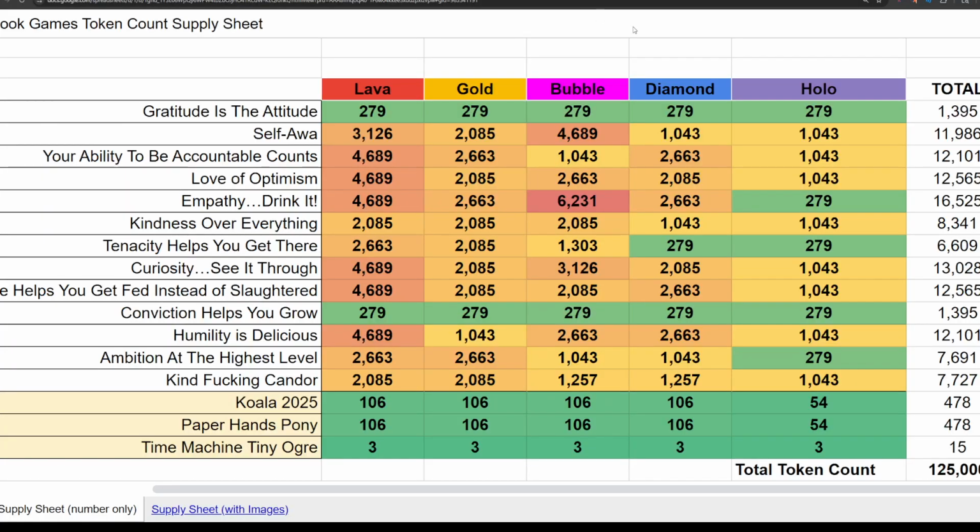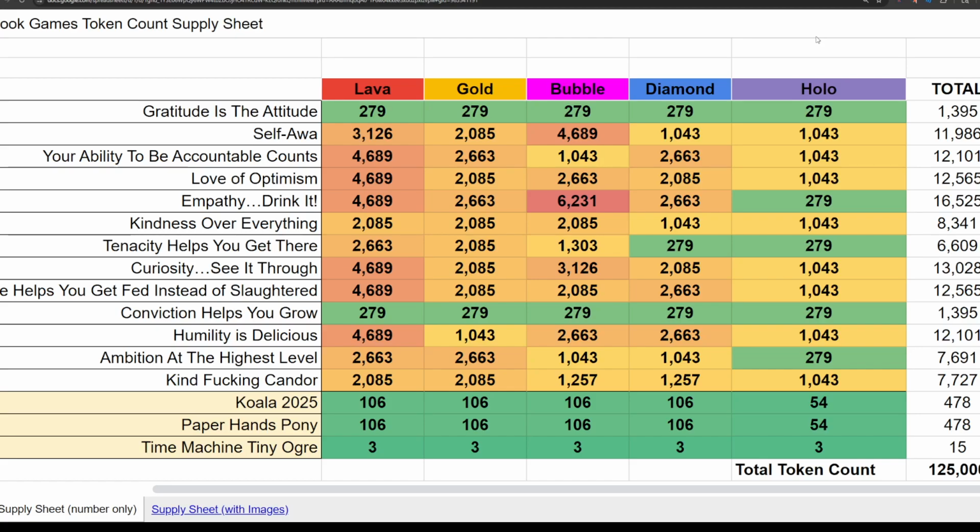And so what can we learn about this chart in terms of memorizing it? Well, we can start with the bottom. Time Machine Tiny Ogre. 3 times 5 equals 15. There's 3 Time Machine Tiny Ogre in each special spectacular. It makes you wonder just what type of frames are included for the Time Machine Tiny Ogre.